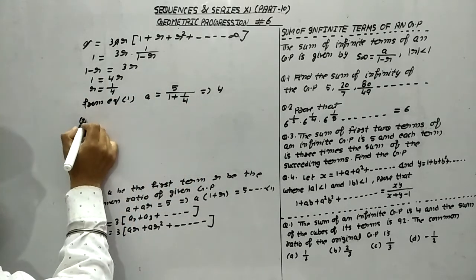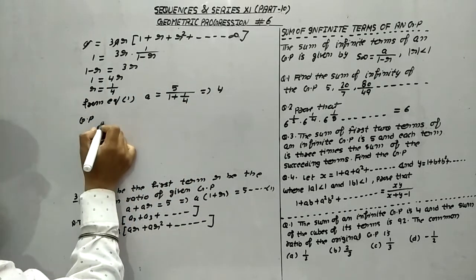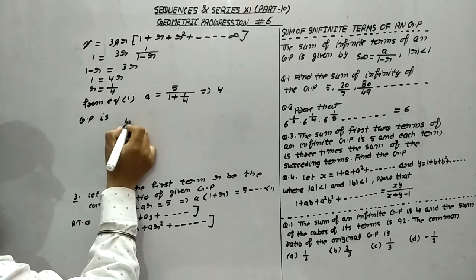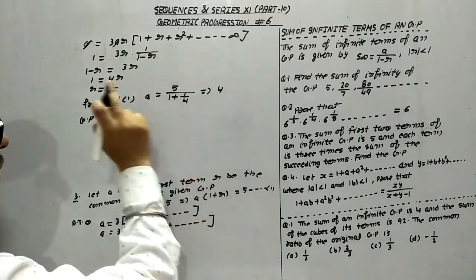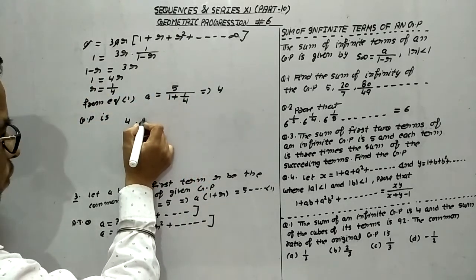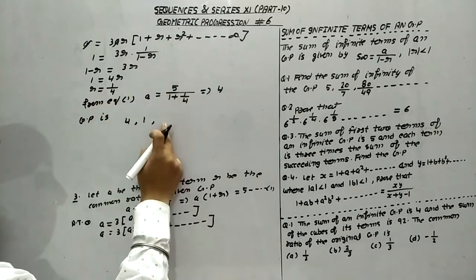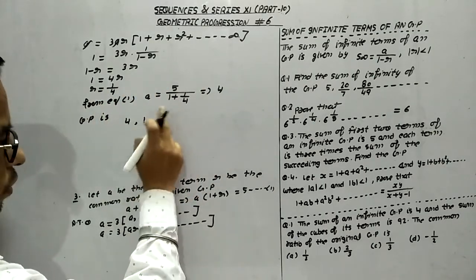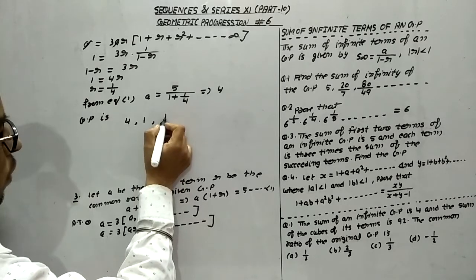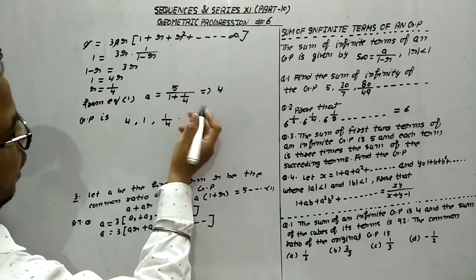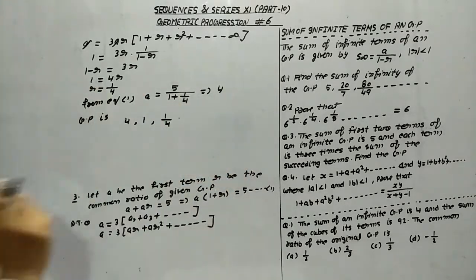And what do we have to find out? The GP. Therefore the required GP is, what is this? 4. And the next term is A into R. It means what does this become? 1 only. Next term is this into R. It means what does this become? 1 upon 4. And this is the required GP.